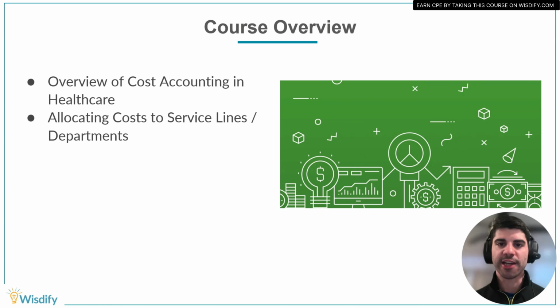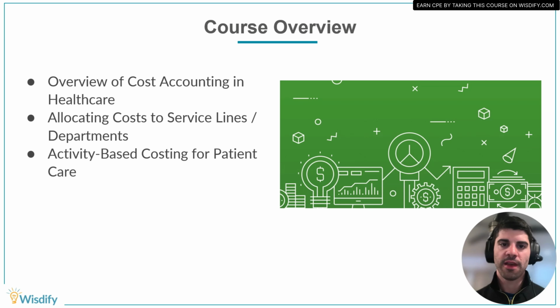In the second section, we'll talk about a few different strategies that organizations, and more specifically, the accounting and finance functions at those organizations, can use to allocate costs to different service lines and departments. We'll also do a walkthrough of a case study that shows exactly what this is going to look like in practice. In our third section, we'll introduce you to ABC costing, which we briefly touched on in the last slide.